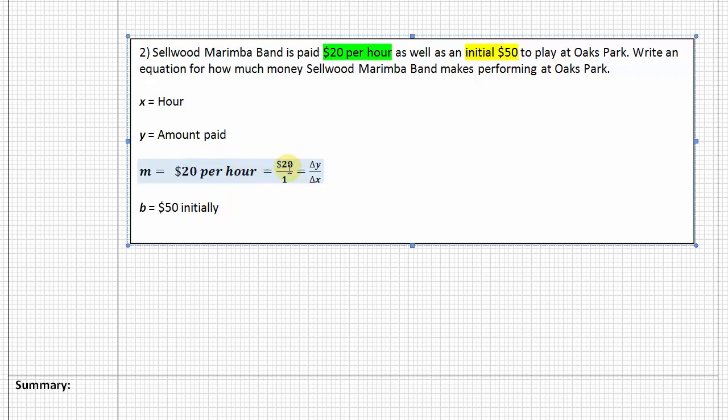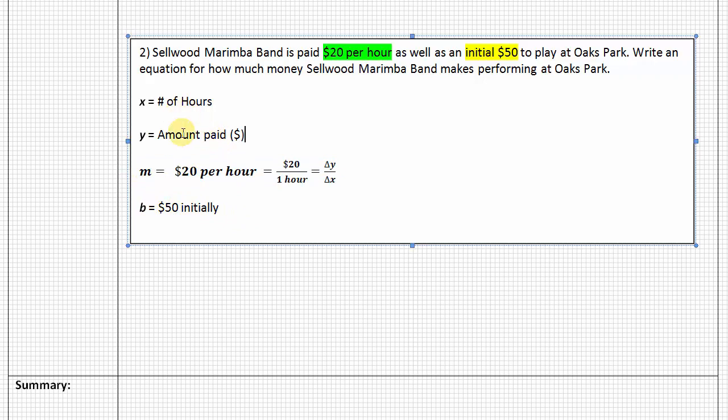It's $20 per 1 hour. I might want to add that label in there. And so even doing this helps me figure out my y and my x. The $20 is the amount that they were paid, and it's $20 per hour, so hours is my x, that 1 hour. So x is the number of hours, y represents the amount paid, and that's of course in dollars. And the slope would be 20 and the b would be 50.